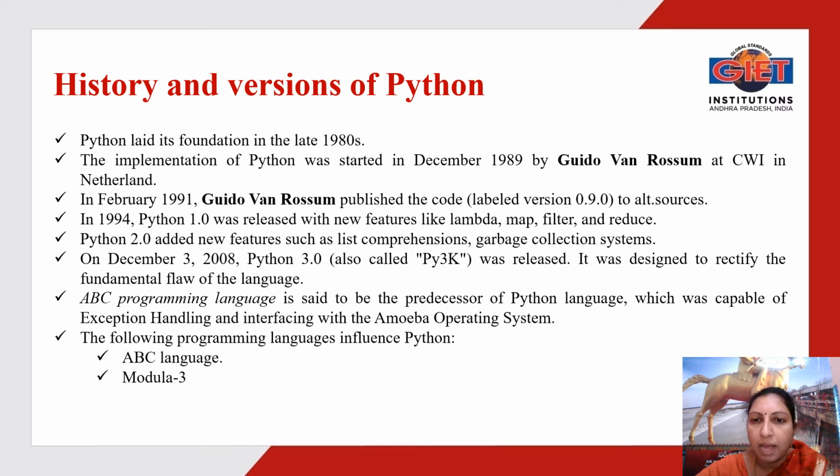features like lambda, map, filter, reduce, etc. Python 2.0 added new features like list comprehensions, garbage collection, etc. In December 2008, Python 3.0, also called Py3K, was released. It was designed to rectify the fundamental flaws of the language. Python has influence from other languages like ABC, Modula-3, etc.